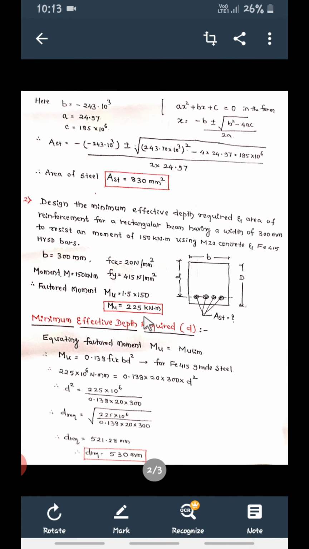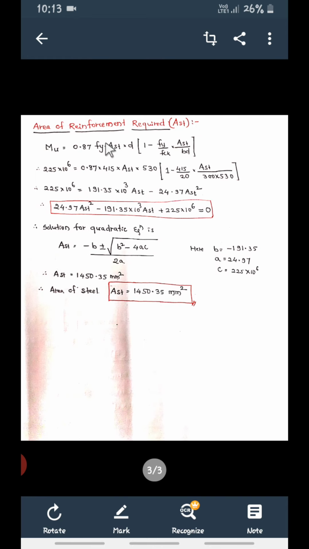So in this problem we first find out the minimum depth required. For that, whatever the moment is that we have calculated, equate it to Mu limit and find out d. Then in the second step, use the equation Mu is equal to this equation to find out the Ast. Here substitute all the values except Ast. So we are going to get the quadratic equation, and find the solution for this quadratic equation in terms of Ast. So we have got Ast is equal to 1450.35 mm square. So this is the area of steel required.